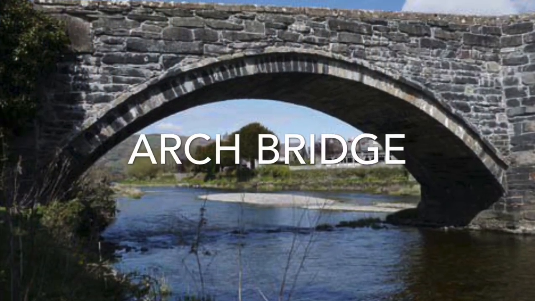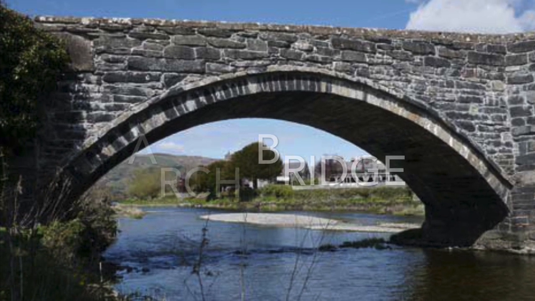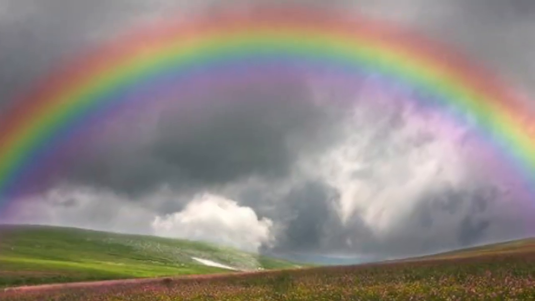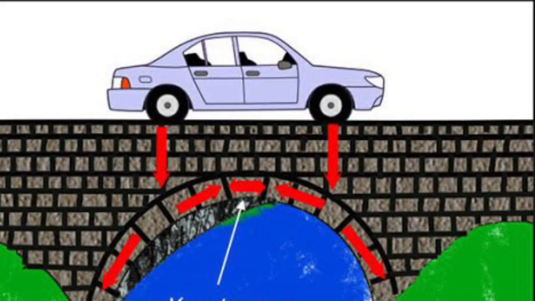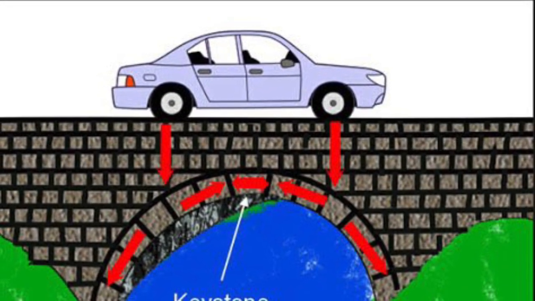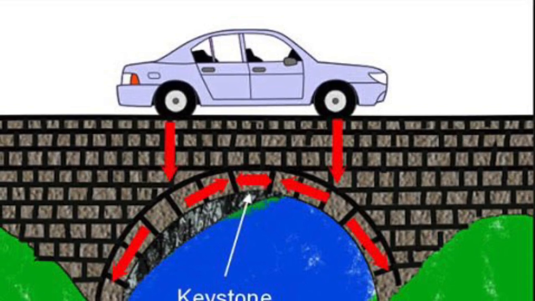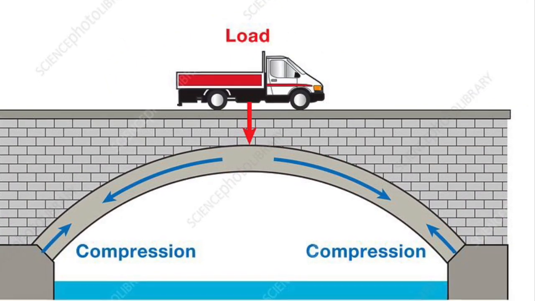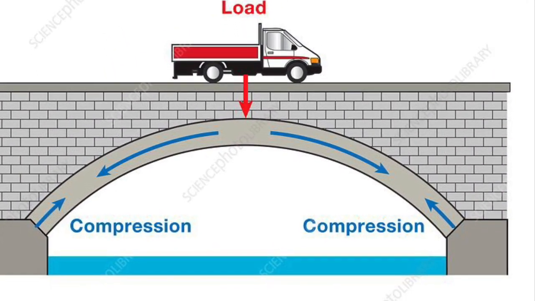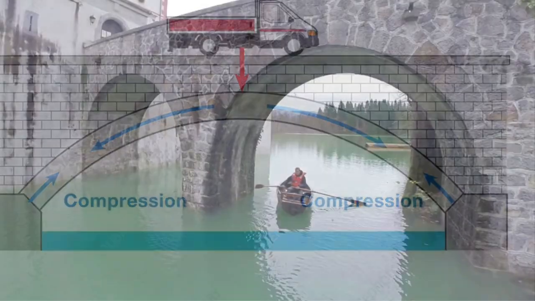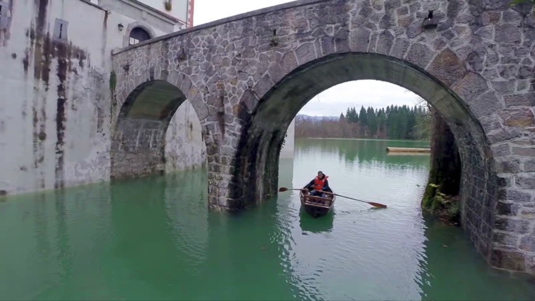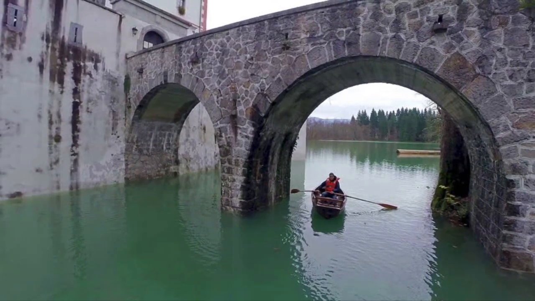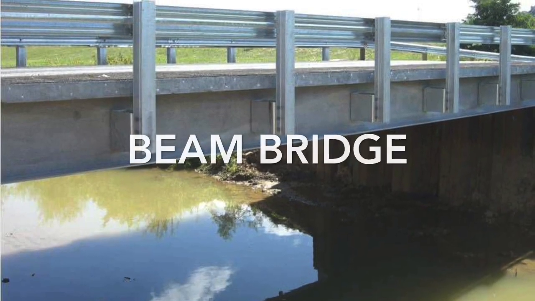Let's start with arch bridges. Objects found in nature inspire how humans use design. A rainbow's curved shape may have inspired the Romans' first arch bridges. Arch bridges have a curved shape to move the downward force across the entire bridge, rather than just pushing down on one spot. Besides being very strong, arch bridges allow for tall objects like trucks or trains or boats to travel underneath.